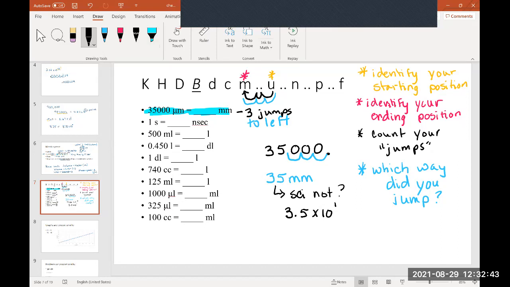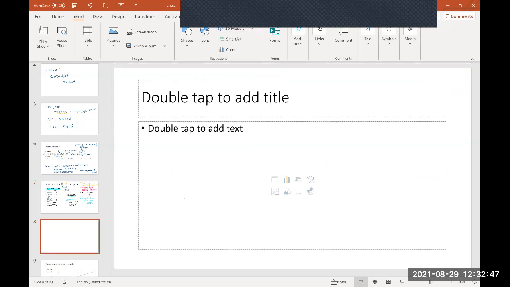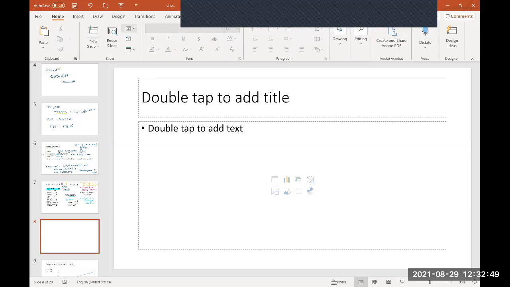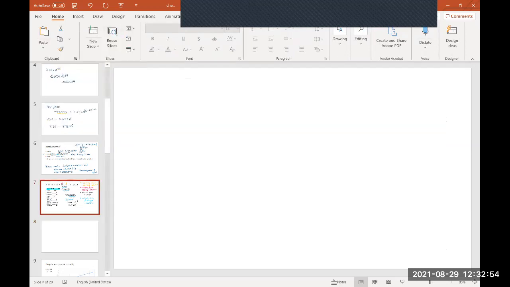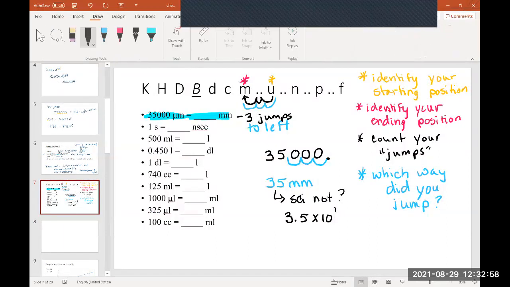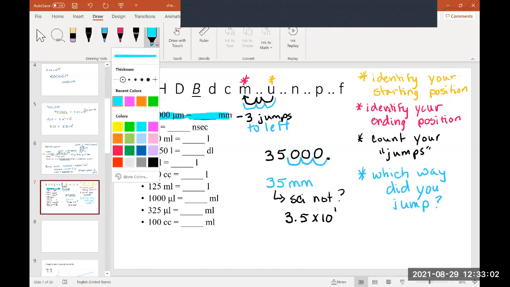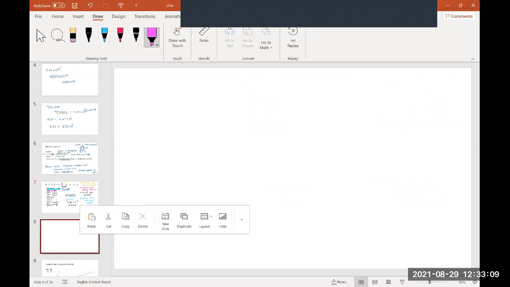Let's first insert a new slide. There we go. Let's do this one, the 1 second to nanosecond. Let's do that one next. 1 second to nanosecond. Okay, well, our King Henry slider, maybe we should write that again.